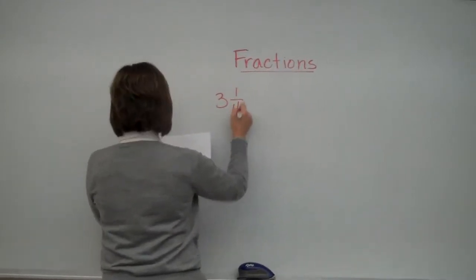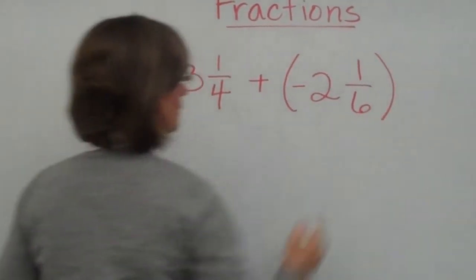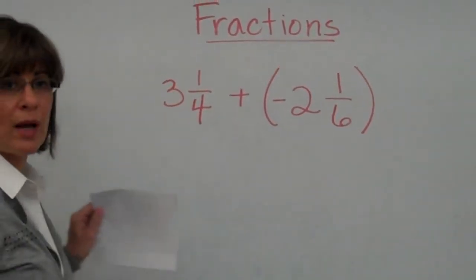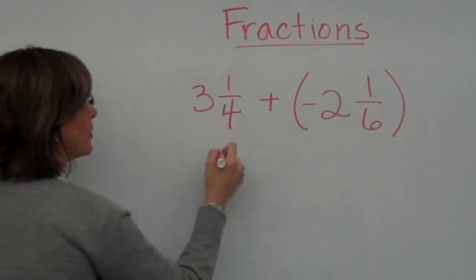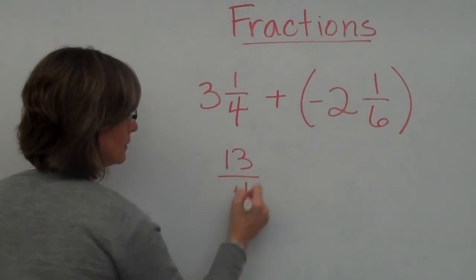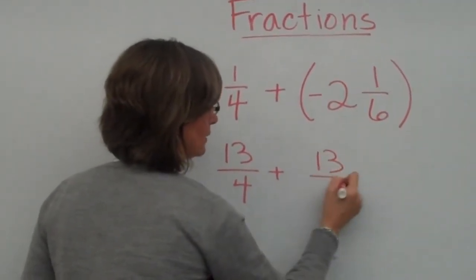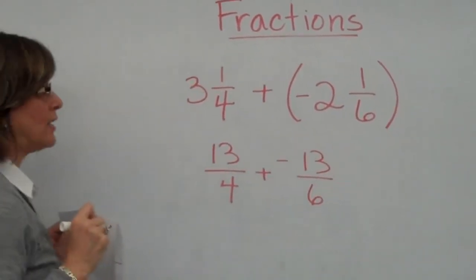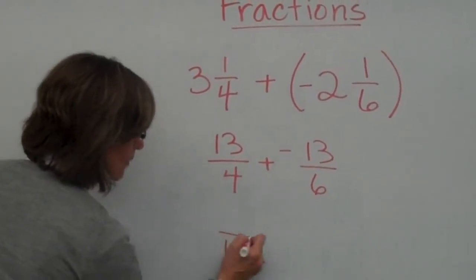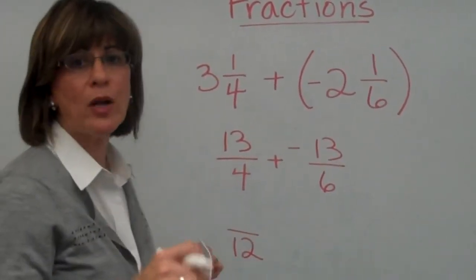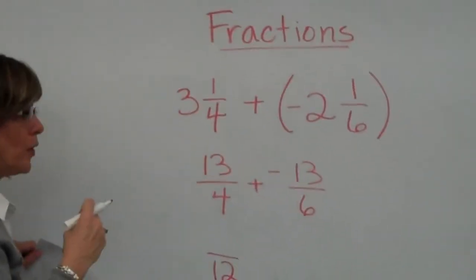3 1/4 plus negative 2 1/6. So again, my rule is always change to improper fractions. 3 times 4 is 12, plus 1 is 13. 2 times 6 is 12, plus 1 is 13. Do I need a common denominator? I do. I'm going to use 12, and I know some of you were thinking 24, and that would be okay, but you're going to have to reduce then. Try to find the smallest number that they'll both go into.